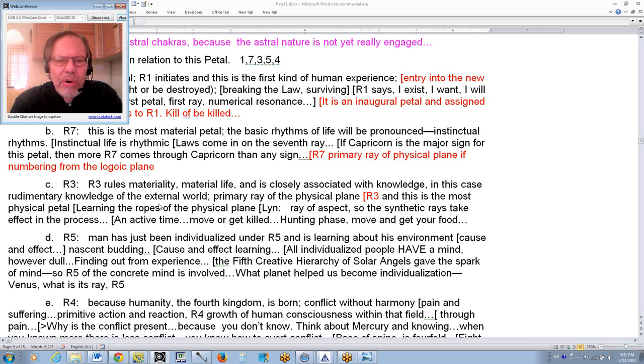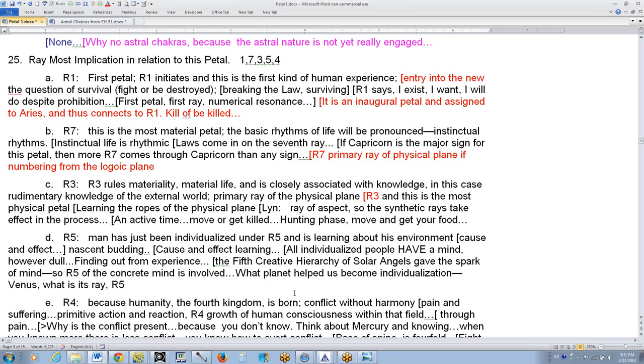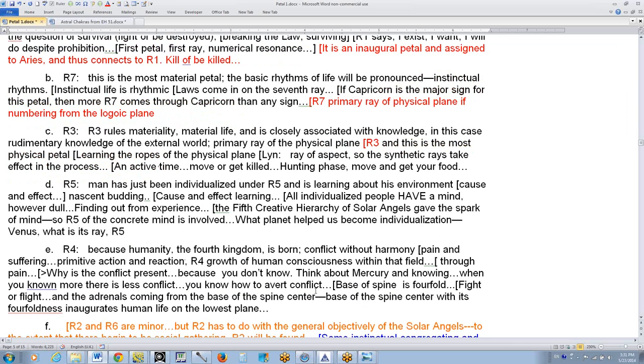What about ray 4? Well, because humanity is the fourth kingdom, and it is born. There is conflict without harmony at first, and that's the lower part of the fourth ray. There's pain and suffering, primitive action, reaction. Ray 4 signifies the growth of human consciousness within that field through pain. Through pain and suffering, consciousness grows, and this is the planet of purifying pain and releasing sorrow.